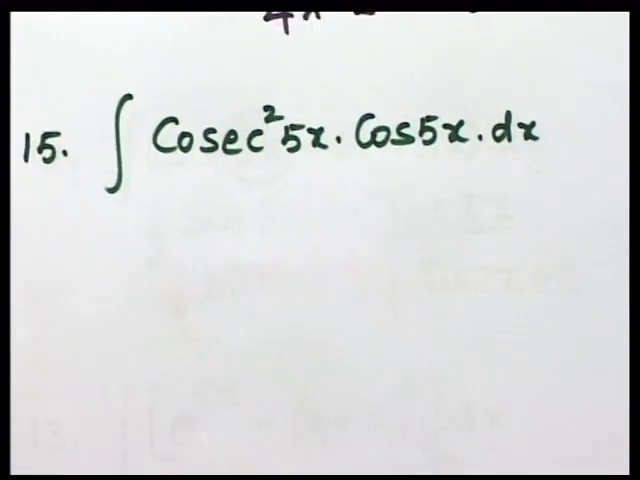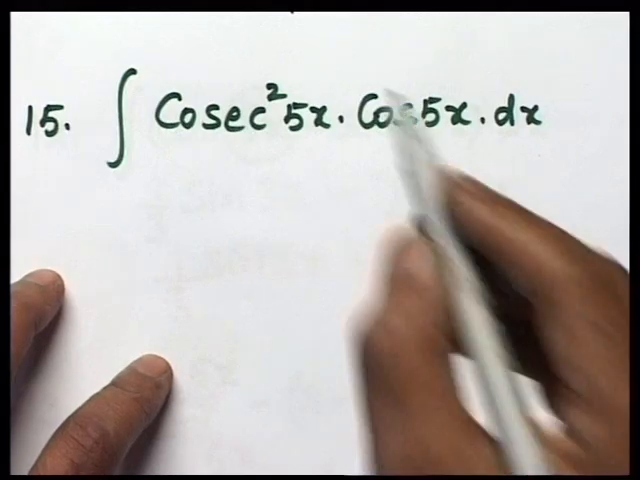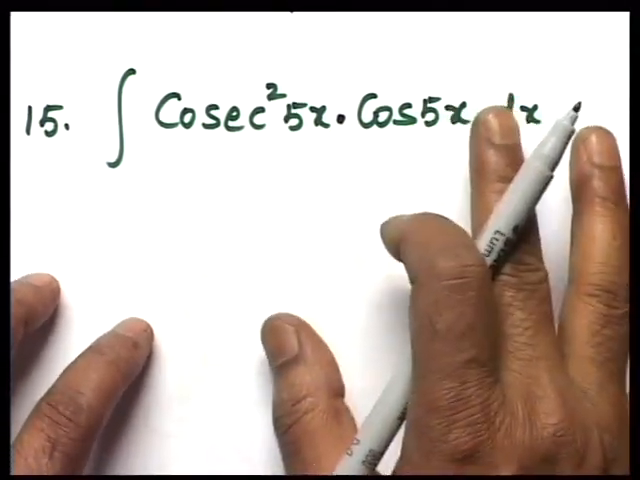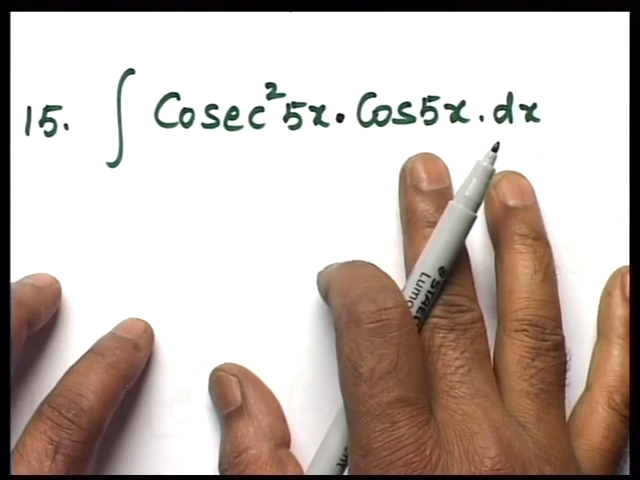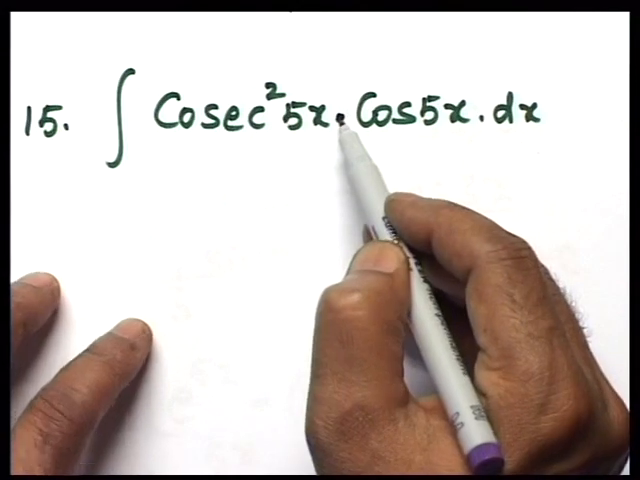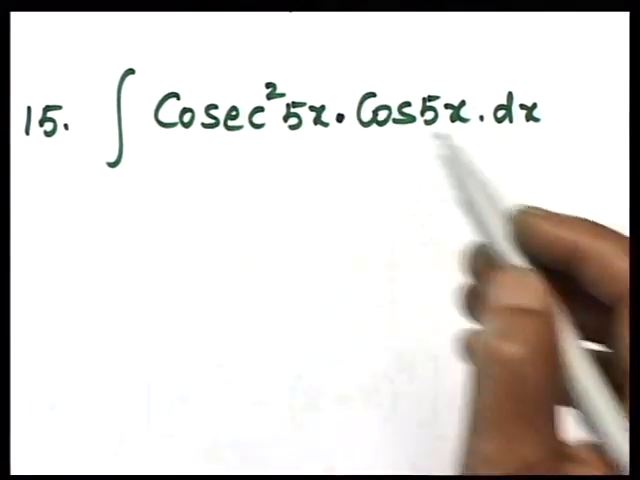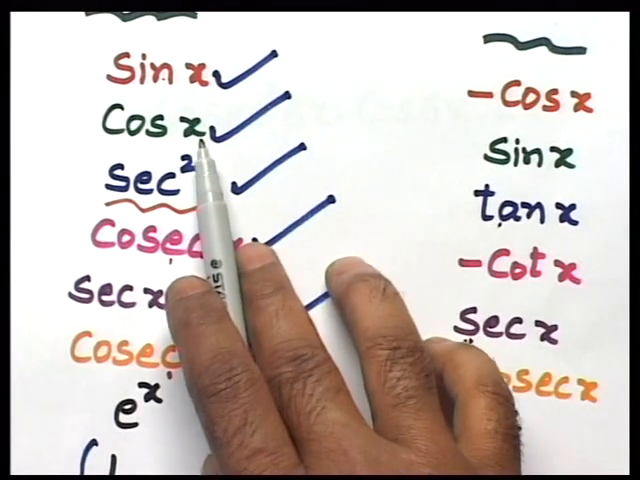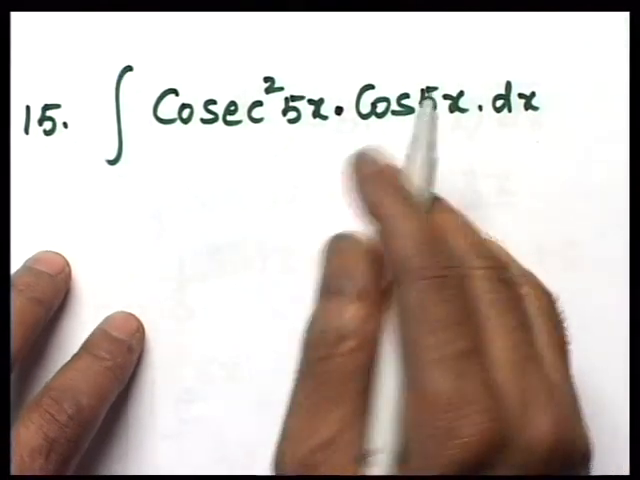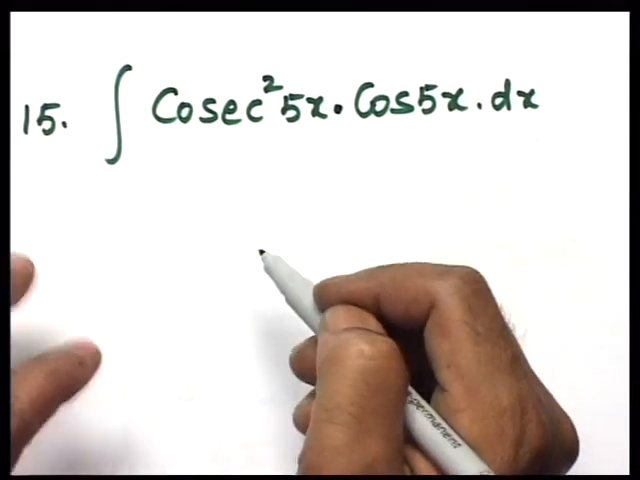This one, is it a standard function? There is a times sign, cosec square and cos. It's not a standard function, okay? If it's a plus sign between them or minus, cosec square integration we know, right? And cos integration we know. So be careful, it's not in standard function format. So let's see what we can do.